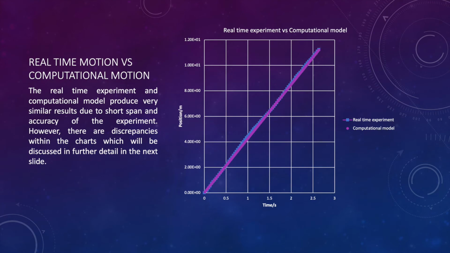A comparison between the real-time experiment's graph and the computational model's graph can be seen on the right-hand side of the slide. The real-time experiment and computational model produce very similar results due to the short span and accuracy of the experiment. However, there are discrepancies within the charts which will be discussed in further detail in the next slide.